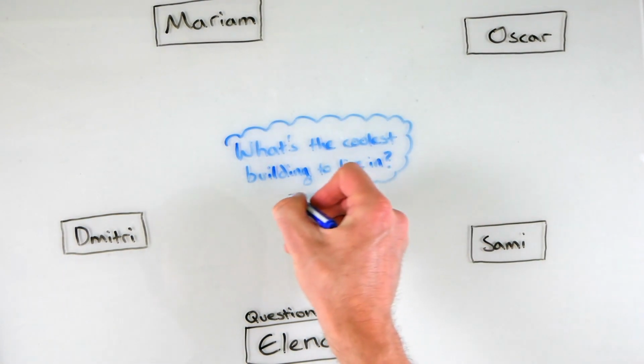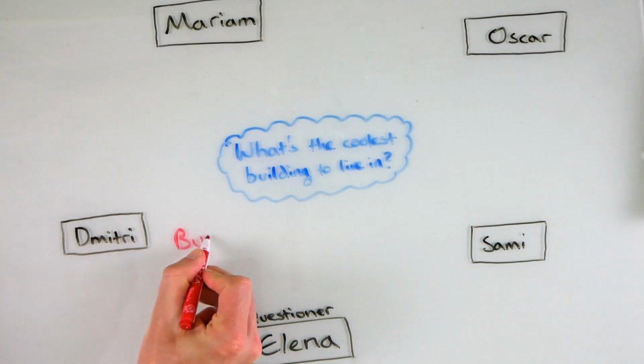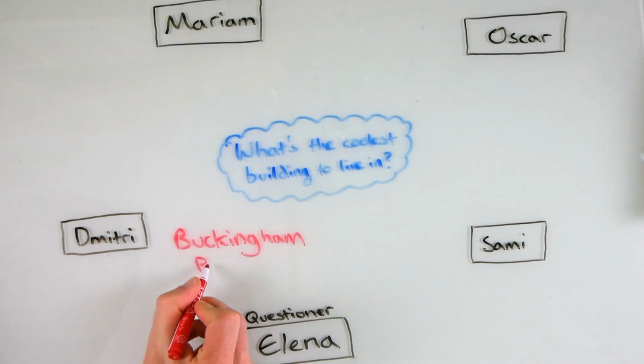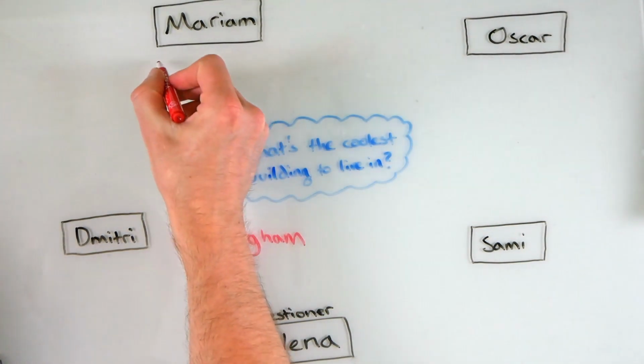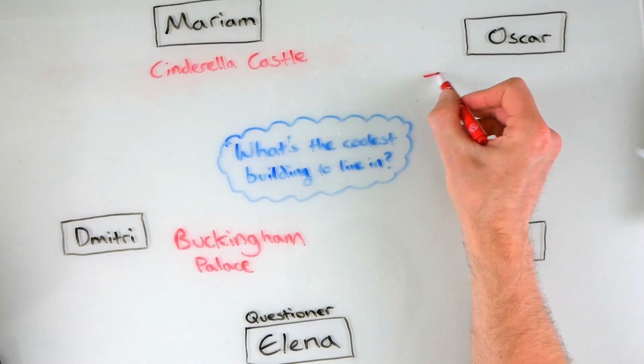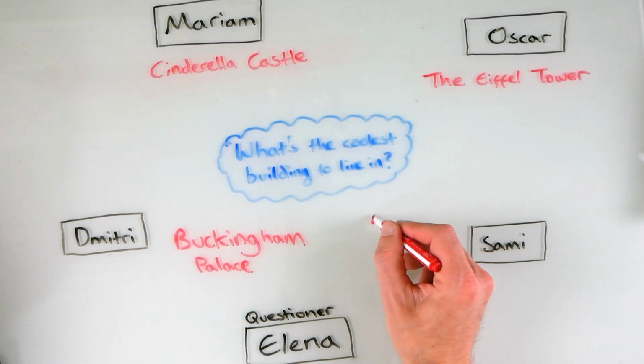When they have written down their answer, they put their whiteboard in the middle, face up, so everyone can see it. Dimitri writes, Buckingham Palace. There can be no repeat answers. That means nobody else can put Buckingham Palace. They have to think of something else. Mariam says, Cinderella Castle. Oscar says, the Eiffel Tower. And Sammy says, a lighthouse.